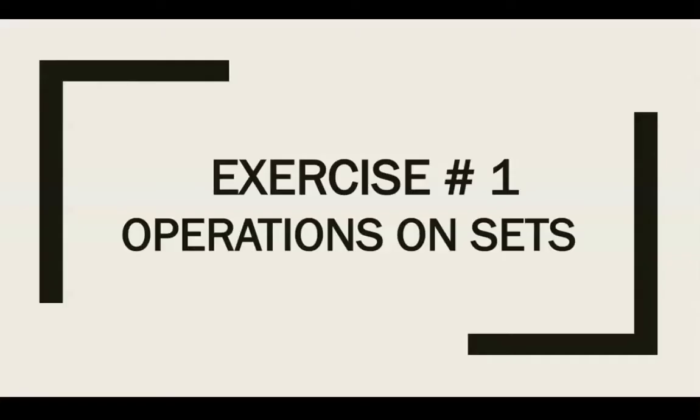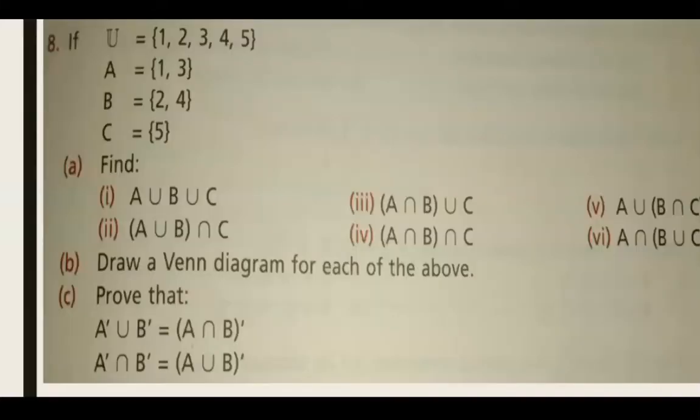Bismillahirrahmanirrahim. Now we will do the remaining questions of exercise 1. Let's start with question number 8. In question number 8, we are given the sets. Universal set U is equal to 1 to 5, set A is equal to 1, 3, set B is equal to 2, 4, and set C is equal to 5.